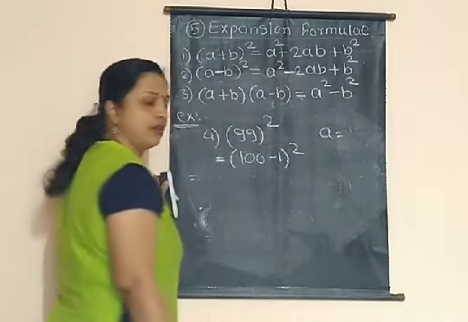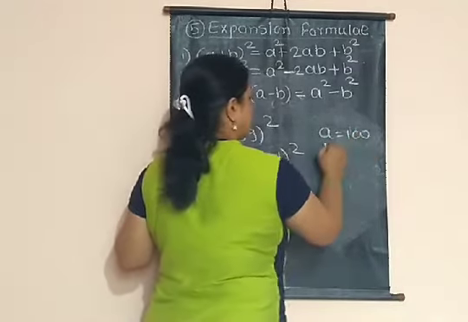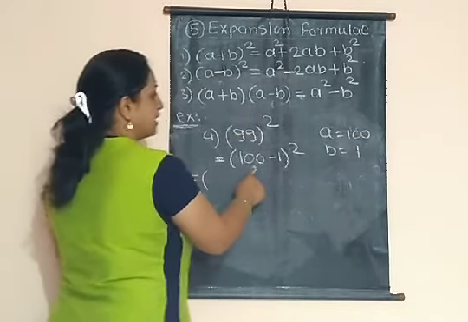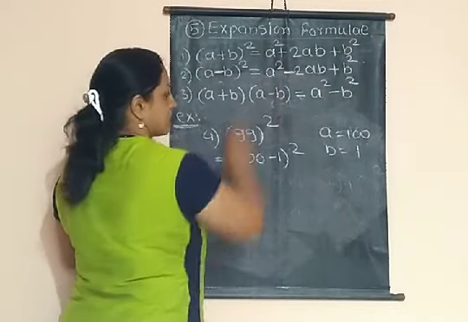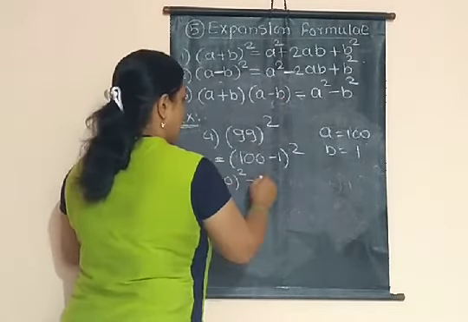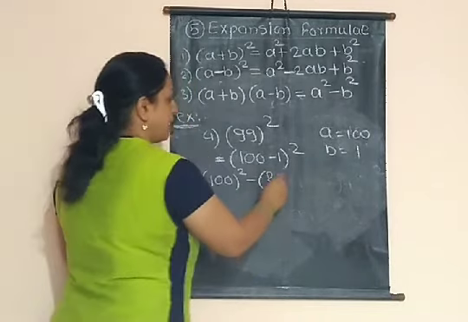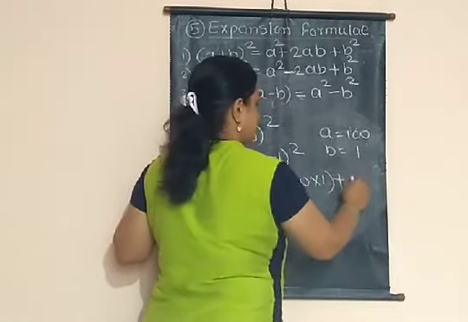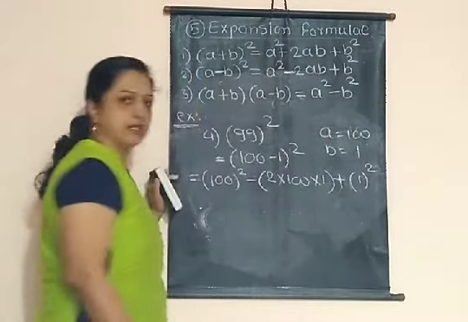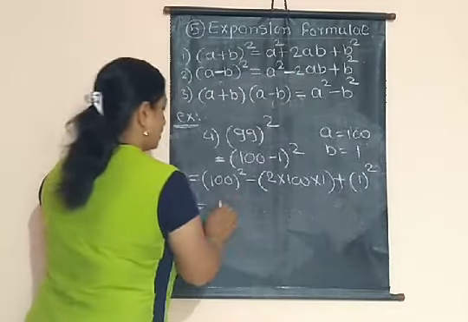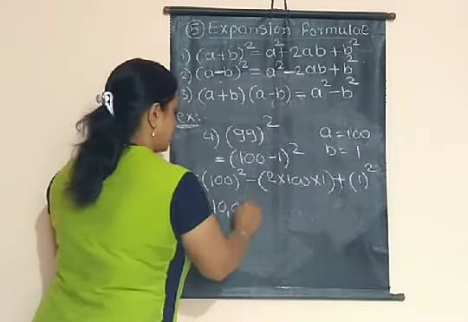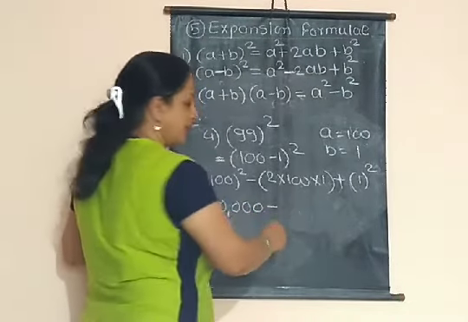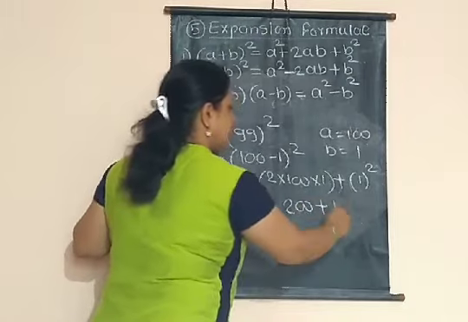What is the value of A? That is 100. And what is the value of B? 1. Okay. So now let's solve. First we have to take the square of first term. A square means 100 bracket square, minus 2 multiplied by first term multiplied by second term, twice AB, plus B square means the square of second term. Okay. Now let's see here. What is the square of 100? That is 10,000 minus 2 into 1, that is 2 into 100, that is 200, plus this 1.